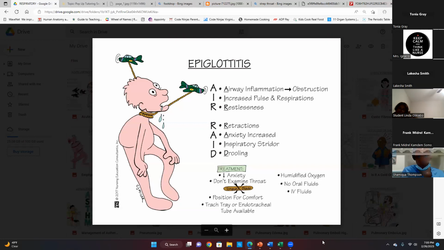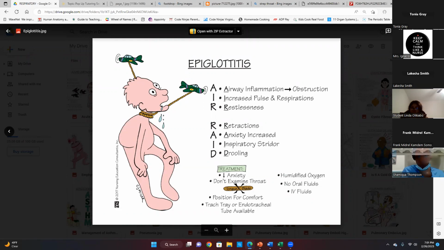What else? Besides airway, here's the picture of your patient with epiglottitis. What are you going to do? What are your nursing interventions? What are you looking for? What is the patient going to look like? Thais says swelling. I'm getting super concerned because we know the epiglottis is the flap that protects the airway. If that epiglottis becomes very swollen, it could block the airway.